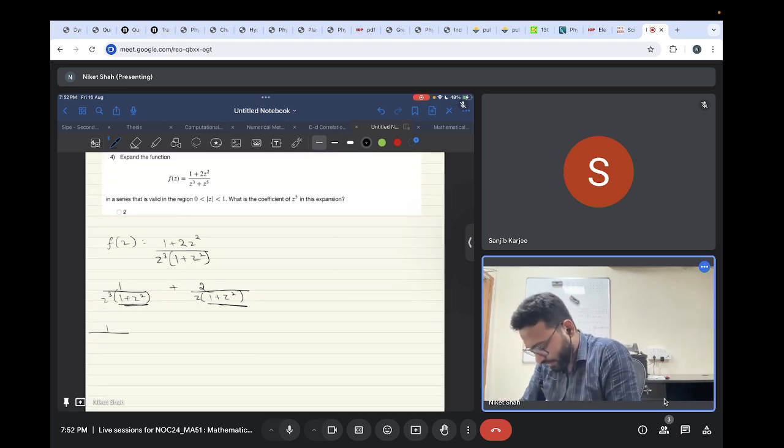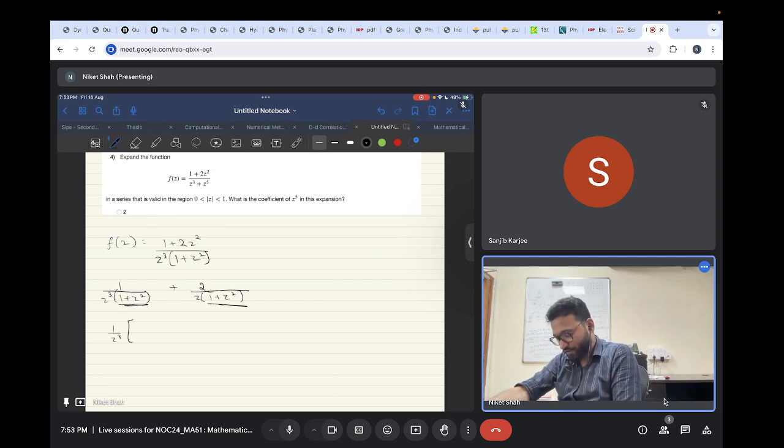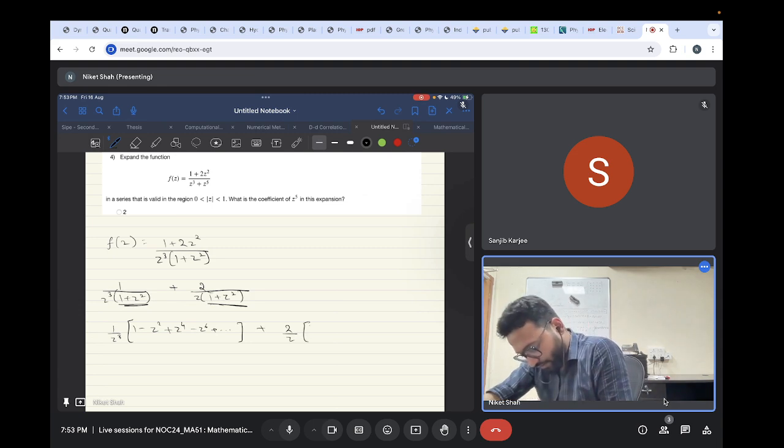So let's go ahead and do the binomial expansion. So 1 upon z cube into 1 plus z square. So that is 1 minus z square plus z power 4 minus z power 6 and so on, plus 2 by z into 1 minus z square plus z power 4 minus.